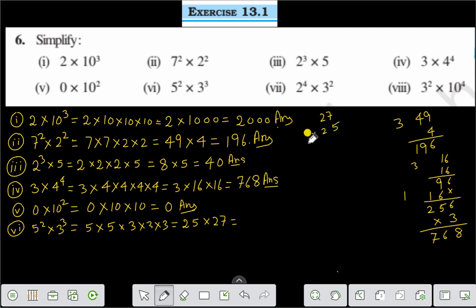Multiplying 27 with 25, you'll get 5 sevens are 35, carry 3, here it is 5. 5 twos are 10 plus 3 is 13. And here 2 sevens are 14, carry 1, it is 4. 2 twos are 4 plus 1 is 5. Adding the numbers, you'll get 5, 4 plus 3 is 7, 6 plus 1 is 6. That comes to 675. This is the answer.